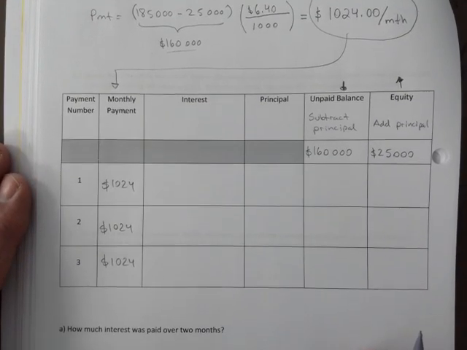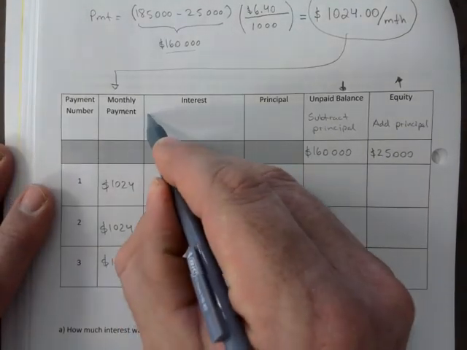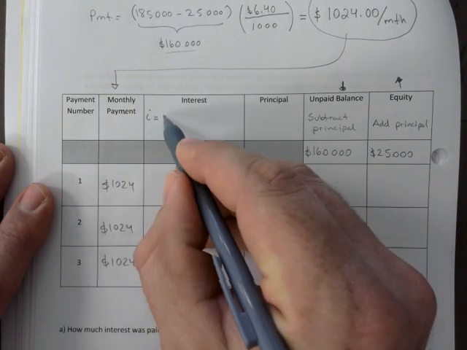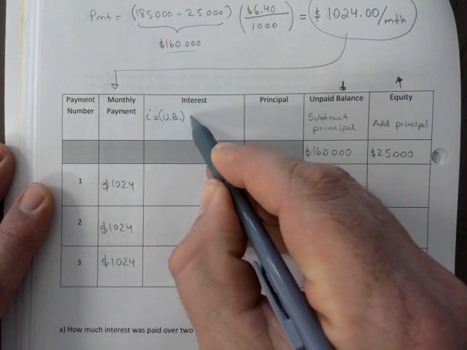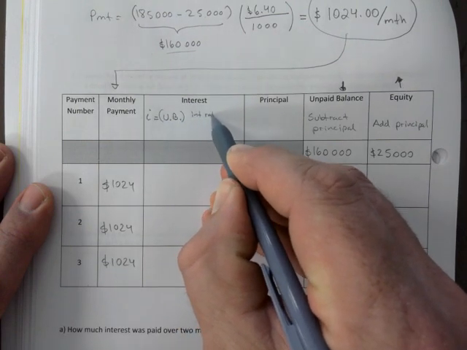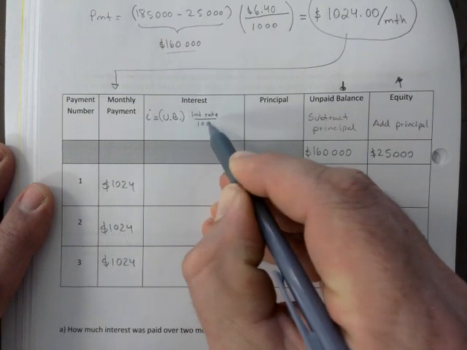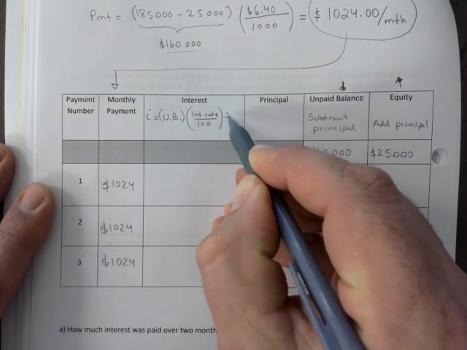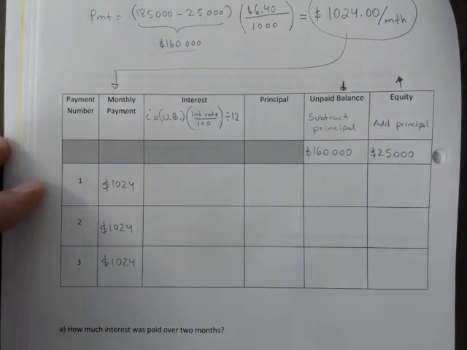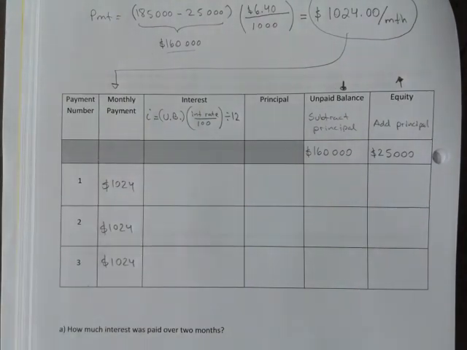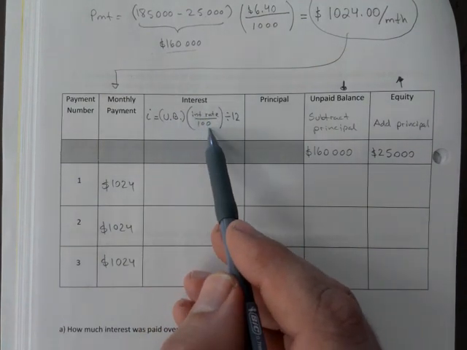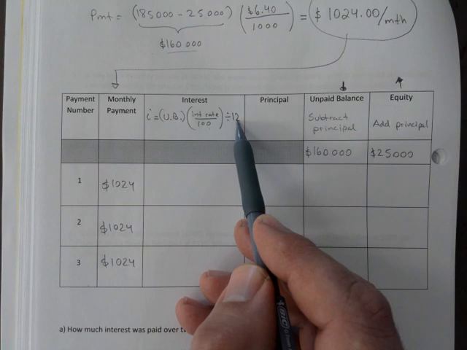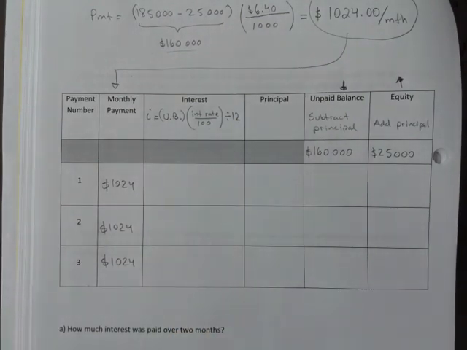So let's find the first interest. This is I, right? So I is unpaid balance or mortgage, times interest rate, divided by 100, all of that divided by 12. I'm just saying this is unpaid balance times interest rate divided by 100 divided by 12. That's how you get the interest. This is if it's completely blank. Okay?